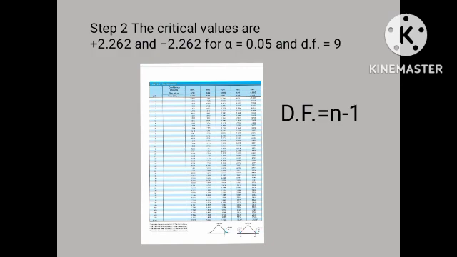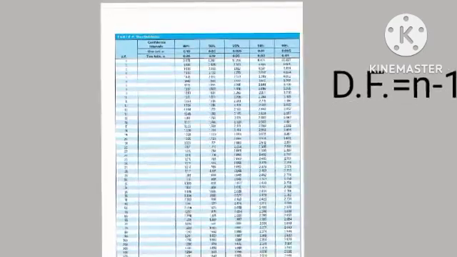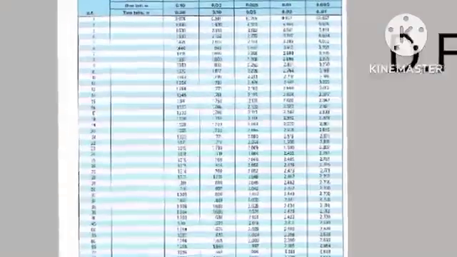First, we need our alpha equals 0.05 and our degrees of freedom. To find the degrees of freedom, we use the sample size minus 1. Our sample size is 10, so 10 minus 1 equals 9. Our degrees of freedom is 9, and we need to look at our t table.